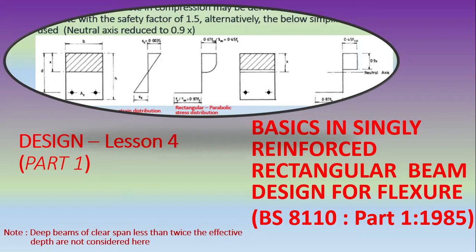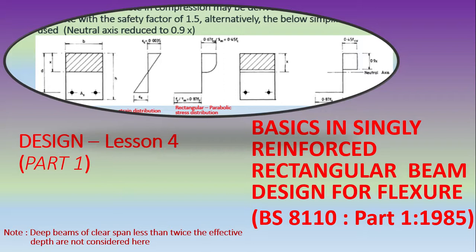So in this lesson 4 there will be 4 parts. I will publish those 4 parts one by one. In this case it will be advisable to have the code. You can easily download this BS 8110 part 1 1985 code from Google, and read it. The relevant sections, I have indicated the clause and the section related to the lecture in this presentation.